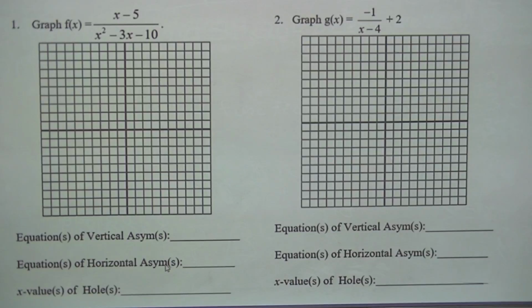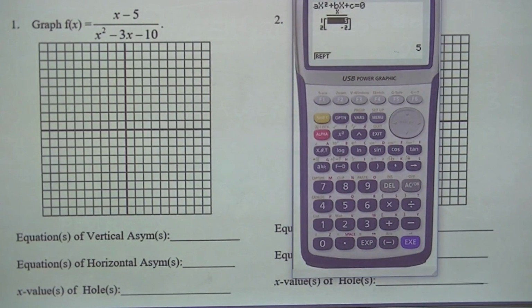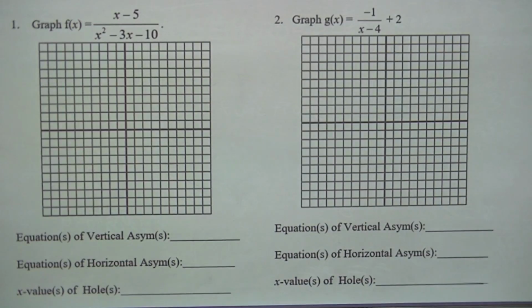All right, so the first problem. You've got to factor this part first. So I'm going to go to the equation menu, and I'm going to type in 1, -3, and -10. And what that factors to is x minus 5 and x plus 2. So I got x minus 5 and x plus 2.